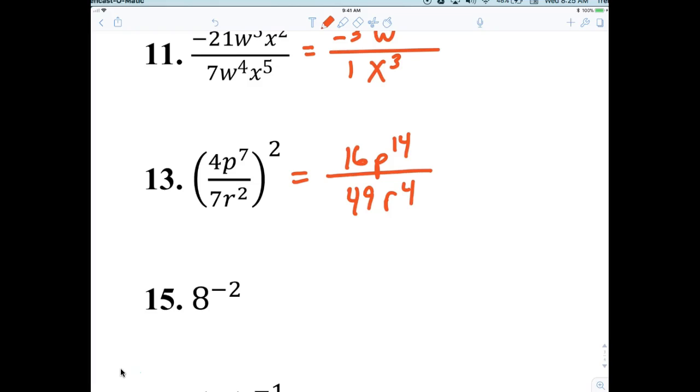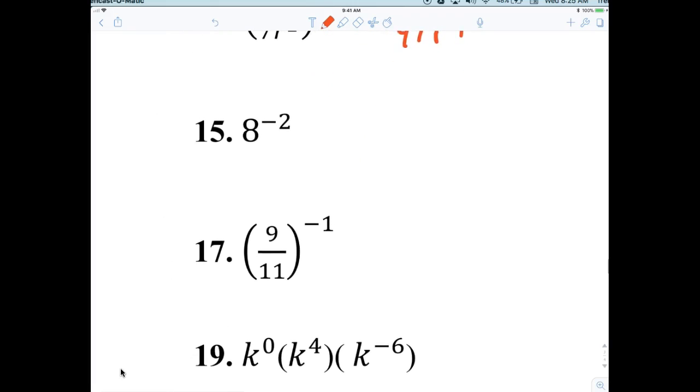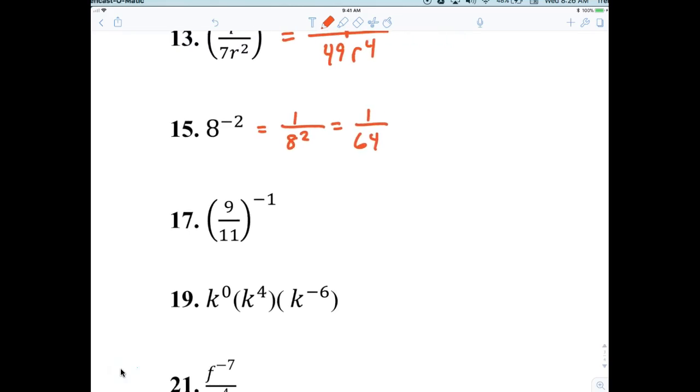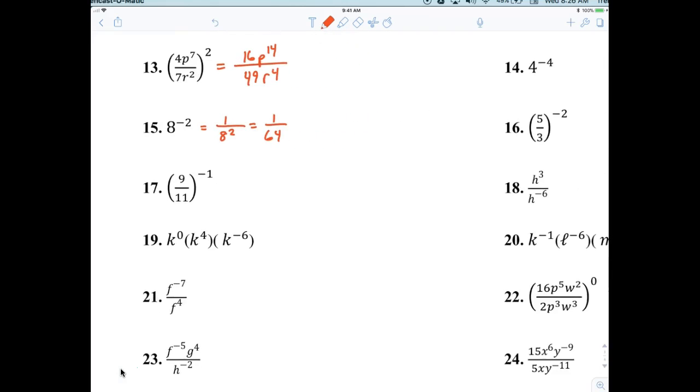So see, some kids make mistakes because they just multiply the numbers. You're not multiplying the numbers. 4 squared is 16, 7 squared is 49. Then you say power to a power, you multiply. And of course, 8 to the negative 2 is 1 over 8 squared. Yes, I'm happy with that. Either one of those is acceptable. You should know both of them, though.